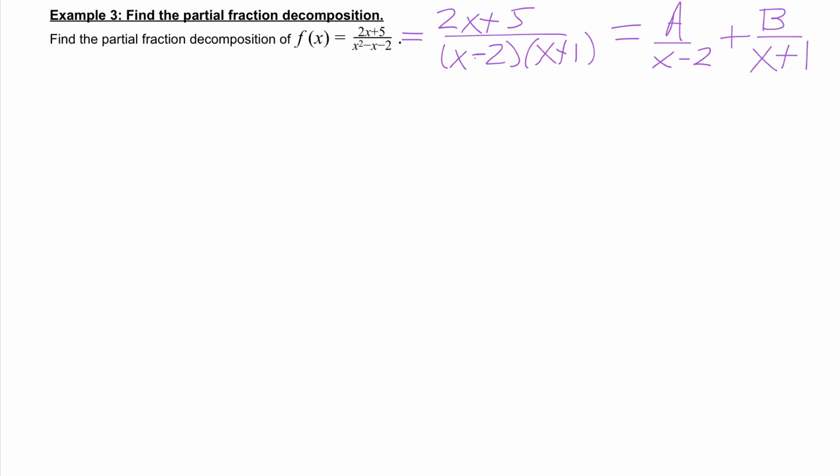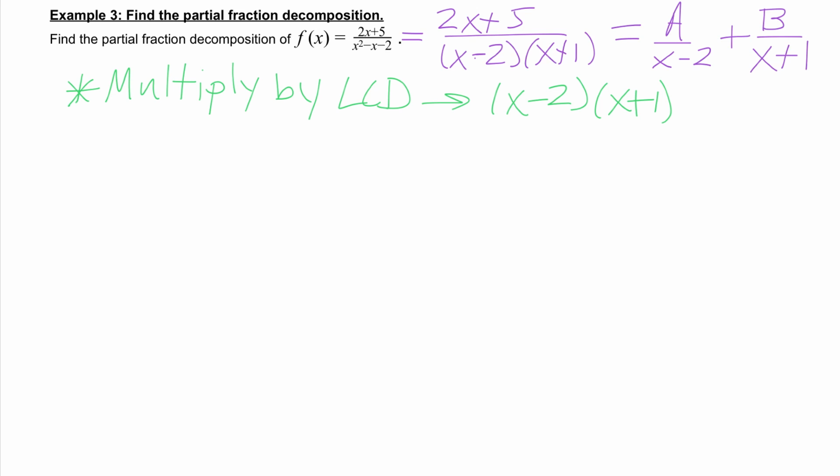Then what we need to do is multiply by the least common denominator. And this time our least common denominator is everything in the bottom, which is x minus 2 times x plus 1. So if I go ahead and multiply by my least common denominator, if I take this whole fraction right here and multiply by this x minus 2 times x plus 1, that's going to cancel that out. And all I'm going to be left with is 2x plus 5.